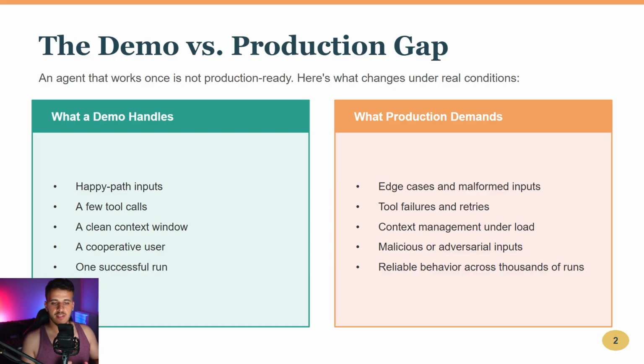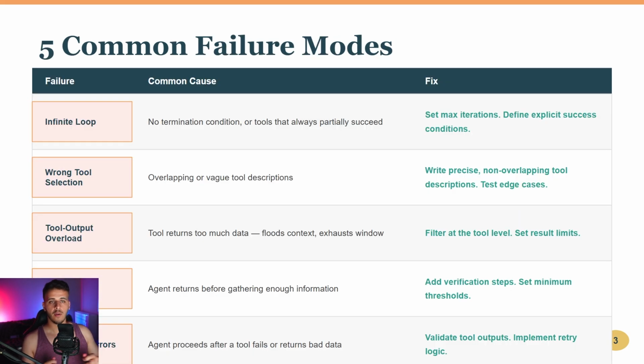The demo shows a successful run, but in production you get thousands of runs, hopefully for you. If you do something good and it has success, you will have thousands of runs. But you need to see, is it reliable? Over these thousands of tasks, how reliable is it going to be? So we're going to look at 5 common failure modes.